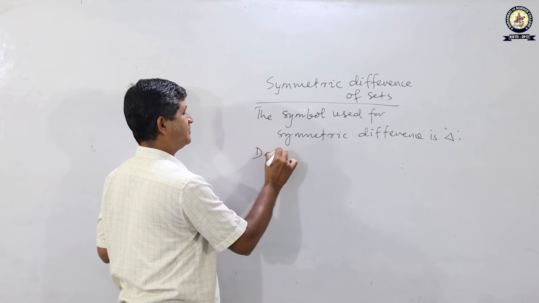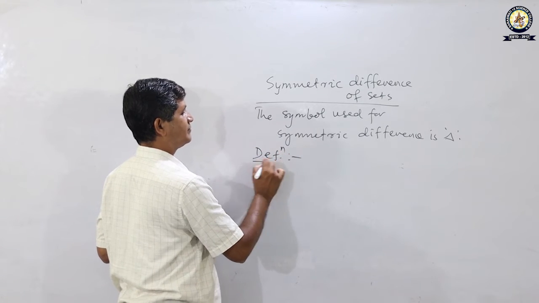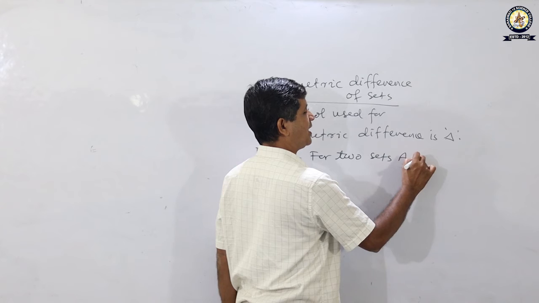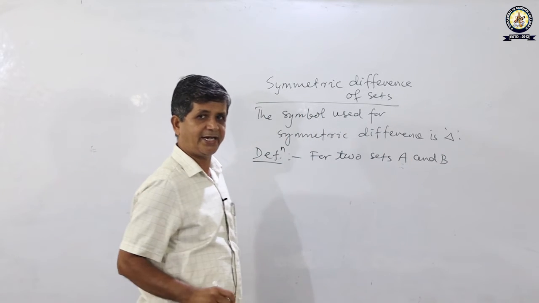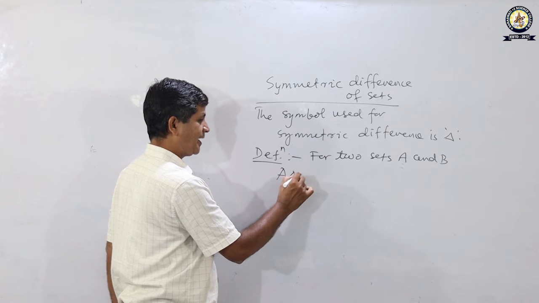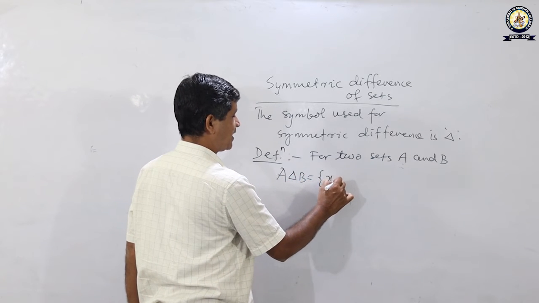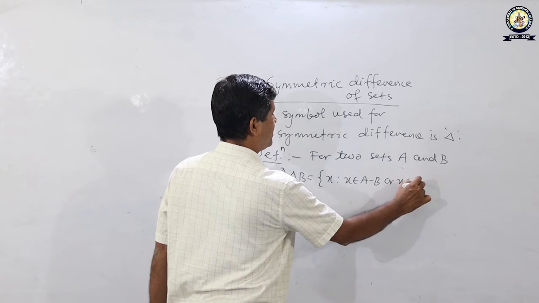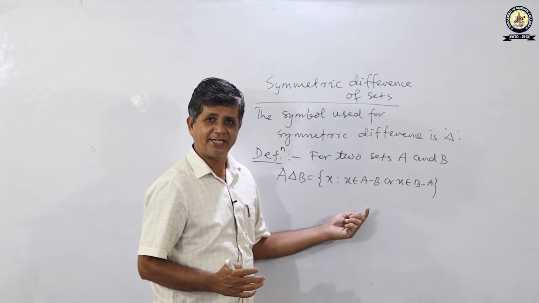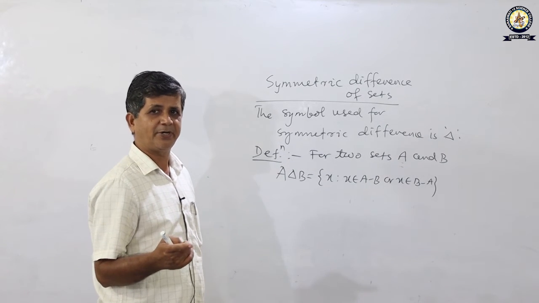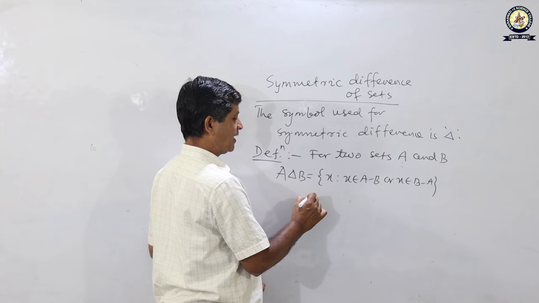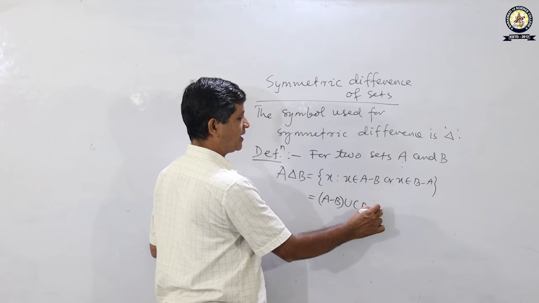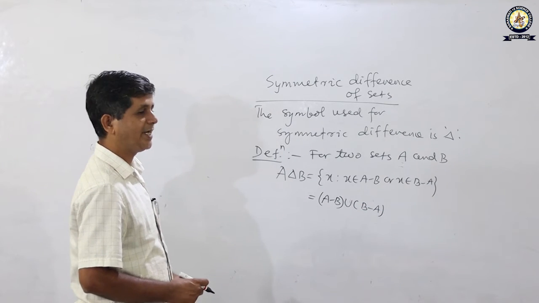Now come to its definition. For any two sets A and B, A del B equals the set of x such that x belongs to A difference B or x belongs to B difference A. Either it is present in A difference B or in B difference A, then it must be in A del B. Means it is A difference B union B difference A. This is A del B.